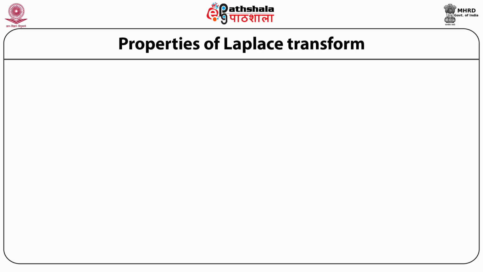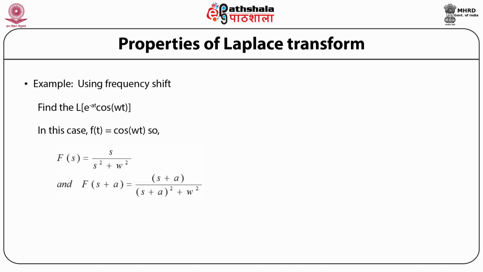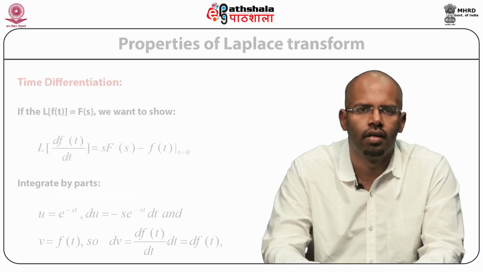Properties of Laplace transform. We are going to do a frequency shift on cos omega t, which is the function f of t. So f of s is equal to s divided by s squared plus omega squared, and f of s plus a is equal to s plus a divided by s plus a whole squared plus omega squared. Therefore L of e power of minus at cos omega t is equal to s plus a divided by s plus a whole squared plus omega squared.